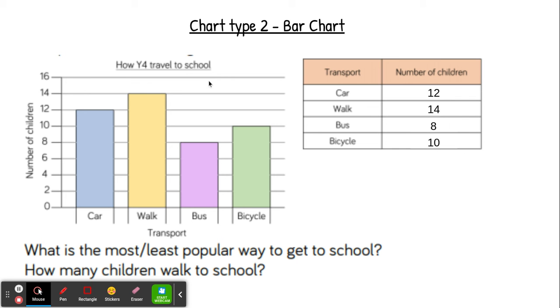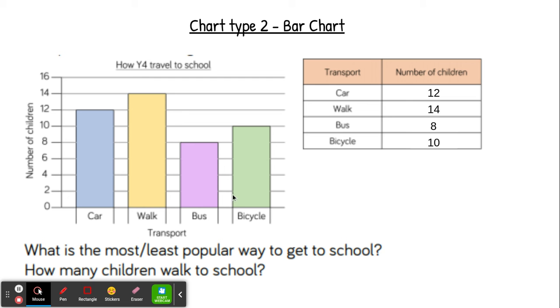So all our data is laid out, and we can see some information like, for example, 12 of the students come to school by car, whilst 14 walk, and 8 take the bus, and 10 come to school by bicycle. So you can see the purpose of the bar chart. I can see that information very quickly and very easily, and that's why bar charts are effective.